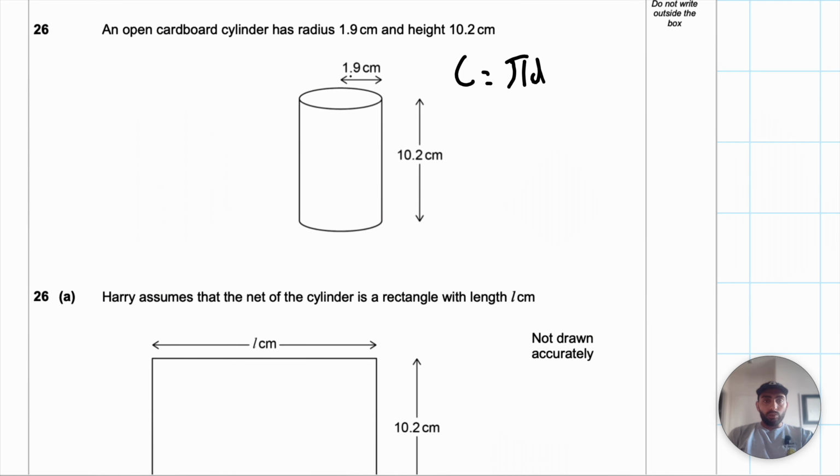Because the radius is 1.9, the diameter is always double the radius. So if I double 1.9, 1.9 times 2 gives me 3.8. So I now know what the diameter is, 3.8. If I substitute it in here, I get 3.8 pi. That's the circumference, the perimeter around the edge of that circle.